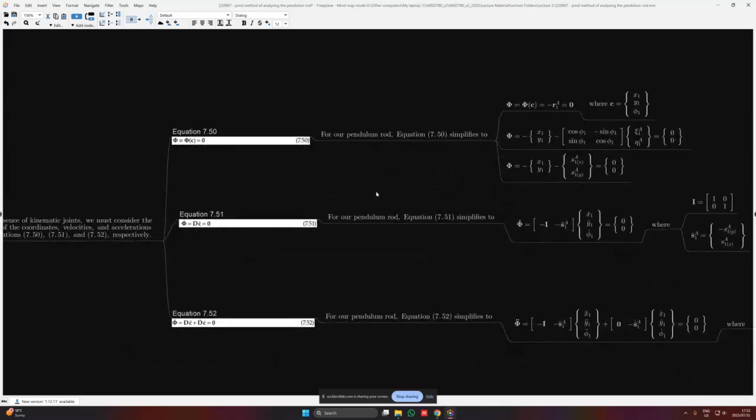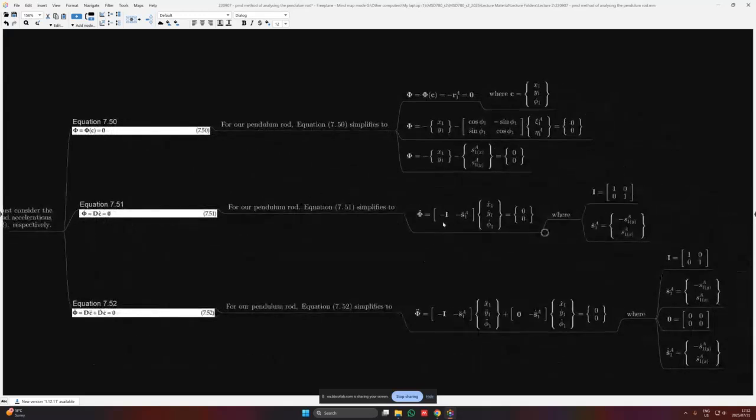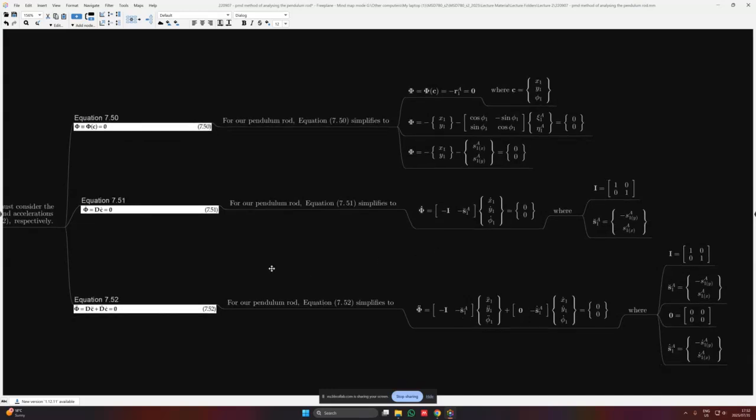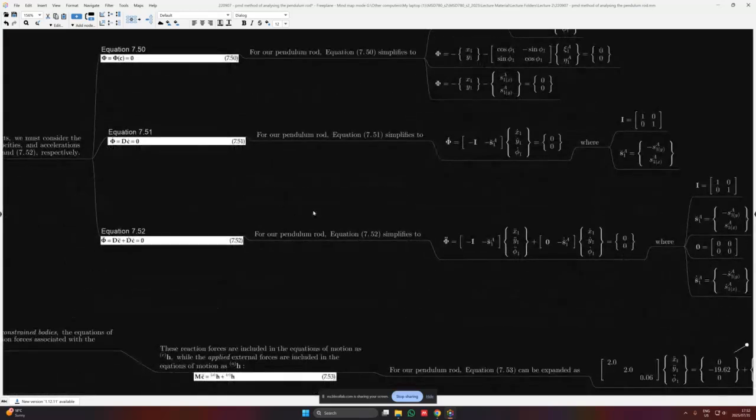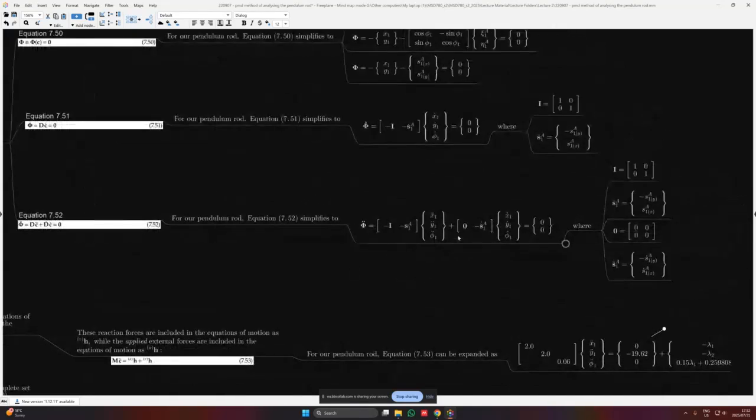Right, equation 7.51 for our pendulum rod also simplifies to this form that we have over here. Once again, it's our Jacobian matrix multiplied by C dot. C dot is simply x dot 1, y dot 1, phi dot 1, and this is also equal to 0. We know what the identity matrix should look like, and we know what the rotated version of S1A should also look like.